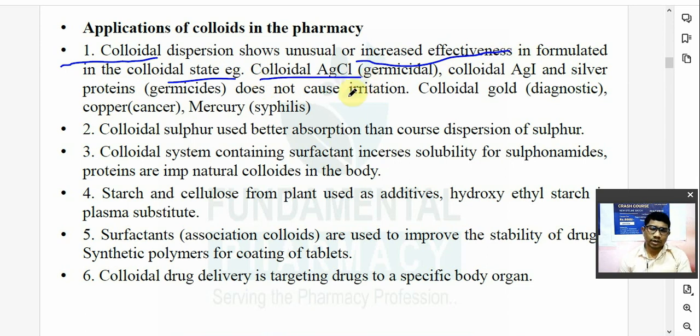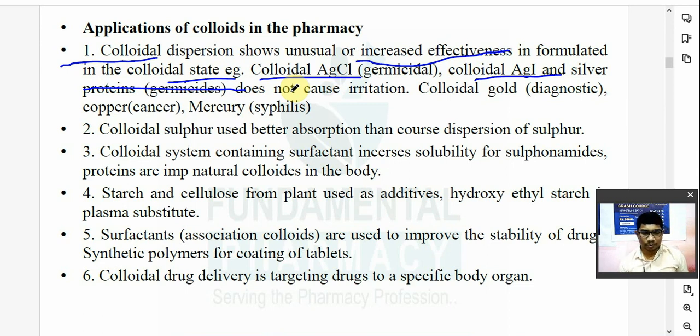Colloidal dispersion of silver chloride, which is germicidal. Colloidal dispersion of silver iodide, silver protein, which is germicidal. Now, when a simple silver chloride is applied to your skin, it will irritate your skin. A simple dispersion of silver chloride, when you apply it on your skin, will cause irritation.